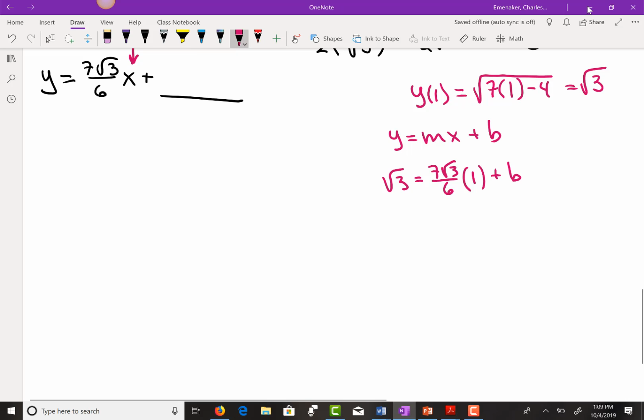What on earth are we going to do with this? Well, let's see. We want to get b by itself, right? So I'm going to subtract this 7 square root of 3 over 6. So that's going to give me the square root of 3 minus 7 square root of 3 over 6. Remember, this is over 1. Oh, we can get a common denominator, can't we? That'll make this then 6 square roots of 3 over 6. So what's b going to equal?